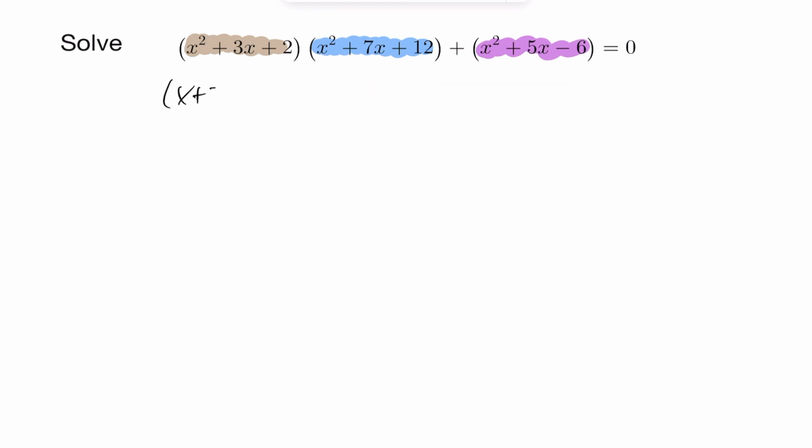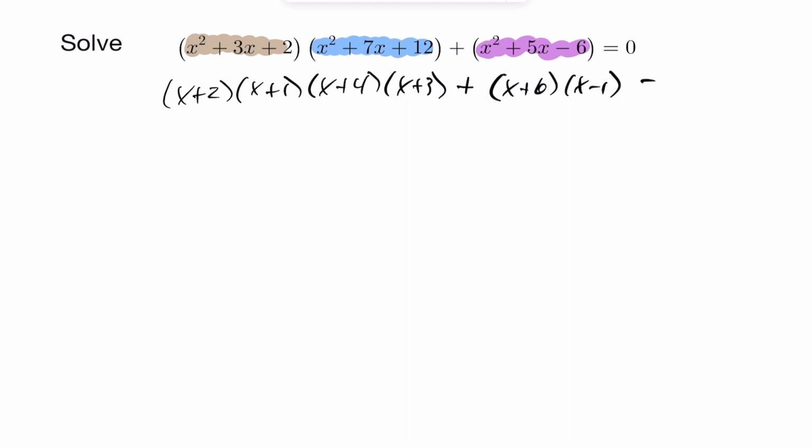So this will factor into (x plus 2)(x plus 1), and this factors into (x plus 4)(x plus 3). And I'm hoping I get some of those factors here. If I go to factor this, this will factor into (x plus 6)(x minus 1) equaling 0. So trying to answer this the easy way, I did not get any common factors throughout. I just want to show you that I think that would be your first step.